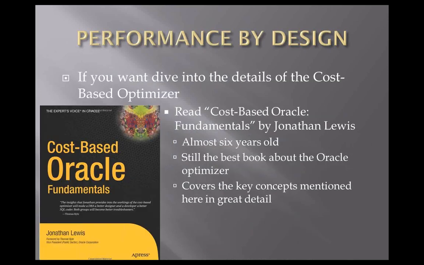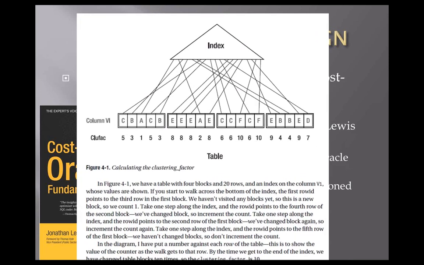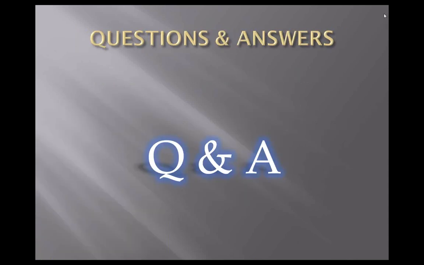Yeah, and finally, of course, if you are interested in optimizer, cost-based optimizer things, all the things that I've outlined here in more detail, you can find in Jonathan Lewis' book, Cost-Based Oracle Fundamentals. It's already 6 years old, but of course still the best book about the Oracle optimizer, and covers all these key concepts that I've mentioned here in great detail. And I think that's it. James, then I'll hand over to you.